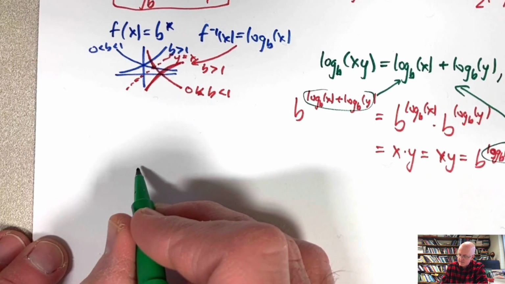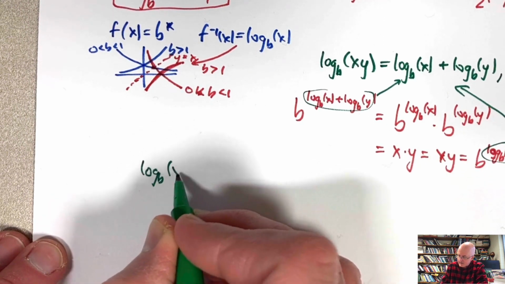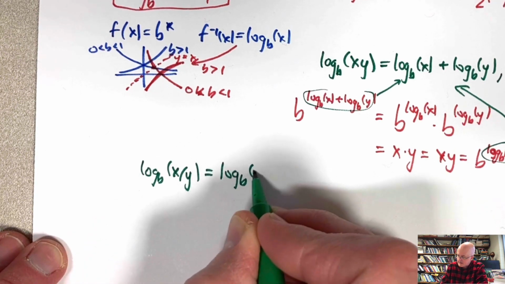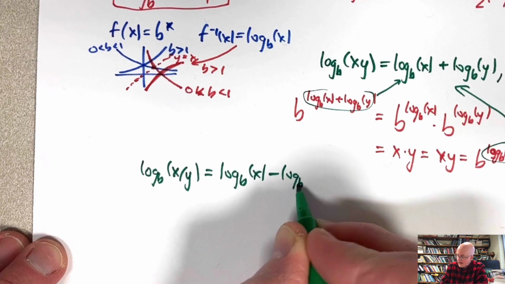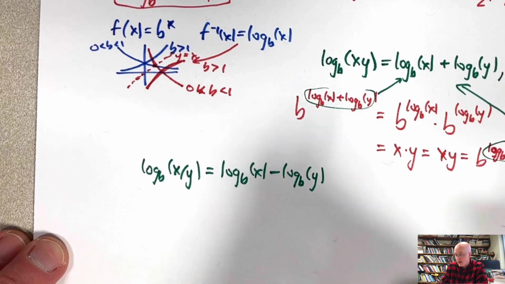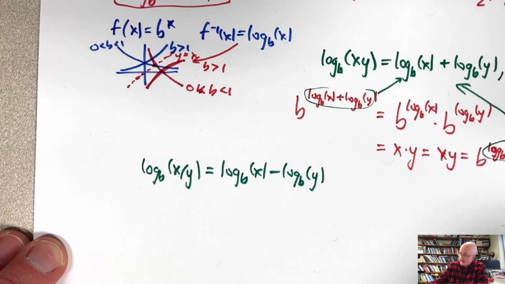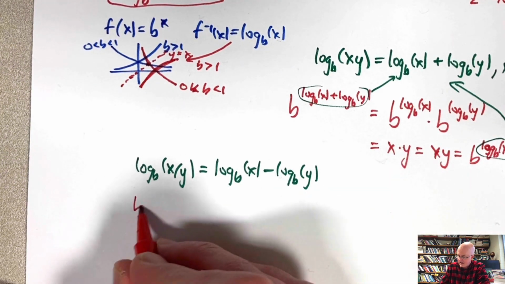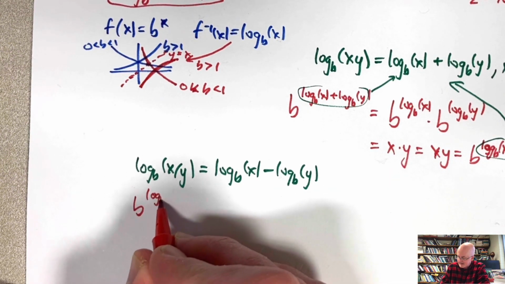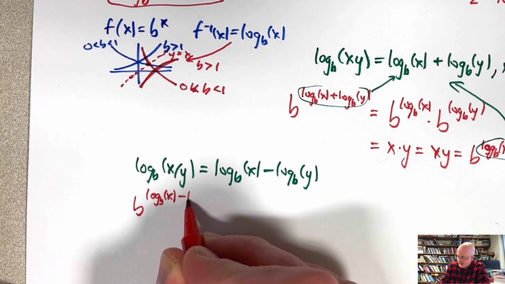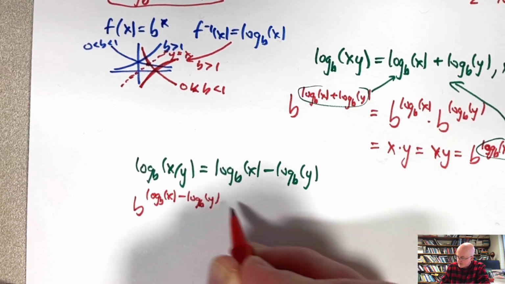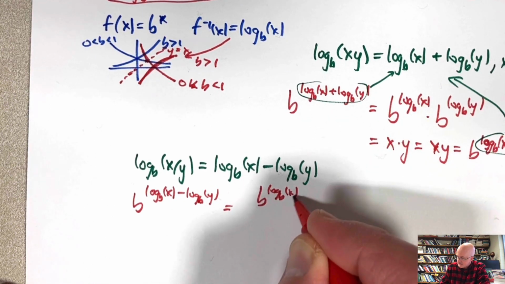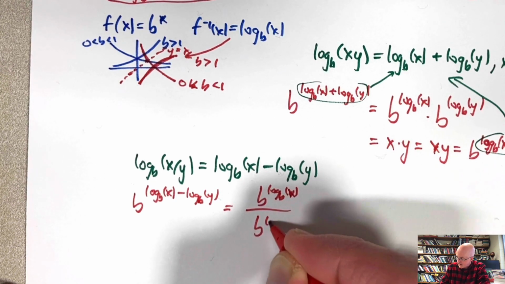The other two main properties are that the log of a quotient, x divided by y, is the difference of the logs. And there's also a property about raising the input for the logarithmic function to a power and seeing what happens with that. To see why this is true, do the same kind of thing we did over here, but now replace the plus sign with a minus sign. B to the log base b of x minus log base b of y. There's a property of exponents that says that's the same as b to the log base b of x divided by b to the log base b of y.